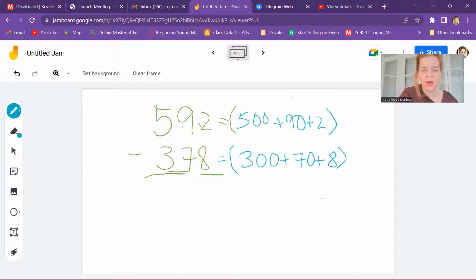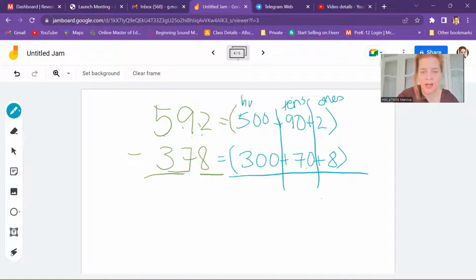Because here we have 5 hundreds and 9 tens and 2 ones, right? And we have 300, 70, and 8, right? Good. Okay, so this is the ones place. This is the tens place. And this is the hundreds place, right? Remember that? Does that make sense? So I'm going to drop this down to here. I'm gonna put a box here for the answer, but I'm not going to use it yet.